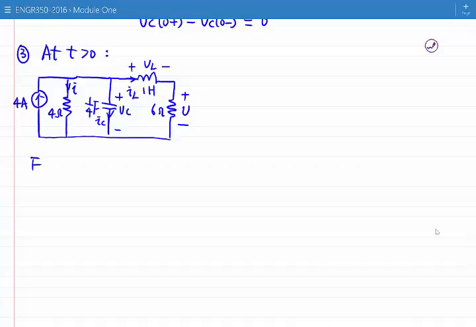Okay, so let's find the transient response.